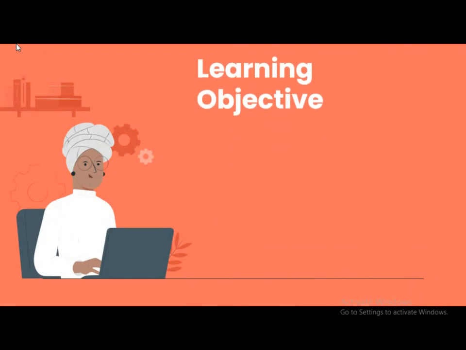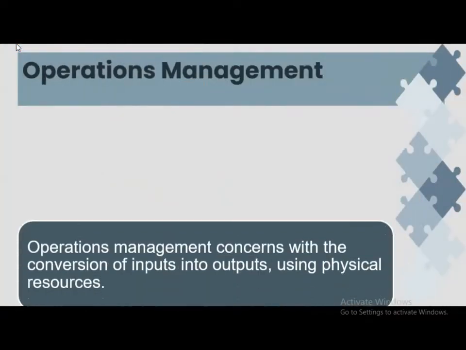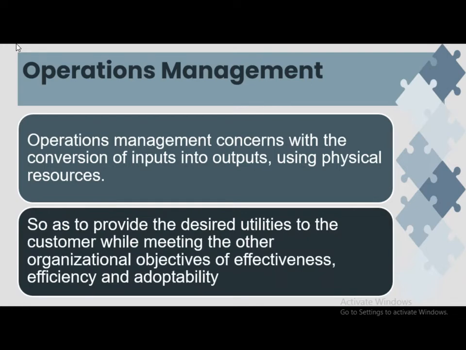Learning objective for today's session is to understand various functions of operations management. Operations management is concerned with the conversion of inputs into outputs using physical resources so as to provide the desired utilities to the customer while meeting the other organization objectives such as effectiveness, efficiency, and adaptability.